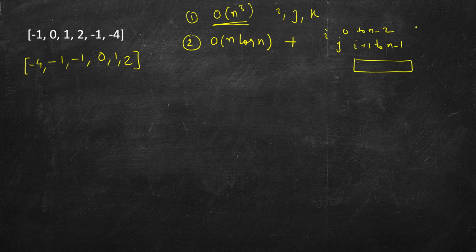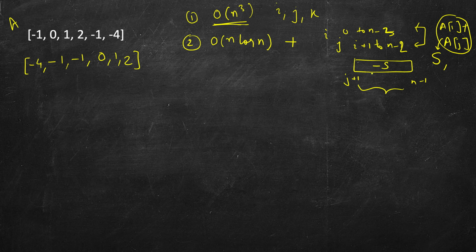These two will sum to some value. Let's say this array is A. So A[i] plus A[j], whatever this value is, if this is the sum s, then we find -s in this range, that is after j, from j plus 1 till n minus 1. So it should be n minus 3, n minus 2, n minus 1. So we have to find -s in this sorted array.